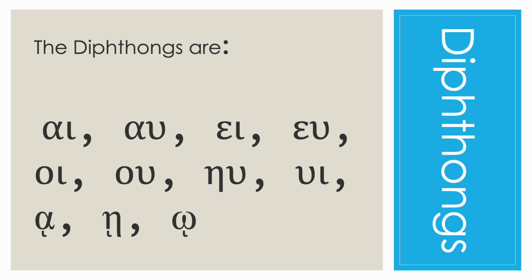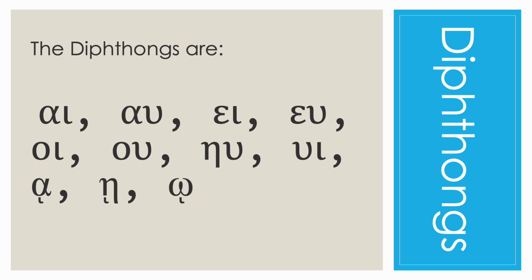Alpha and iota, I. Alpha and upsilon, U. Epsilon and iota, A. Epsilon and upsilon, U. Omicron and iota, Oi. Omicron and upsilon, U. Eta and upsilon, AU. Epsilon and iota, Hui. And then the three improper diphthongs, which have what's called an iota subscript under them, a small iota under the letter: alpha, eta and omega.